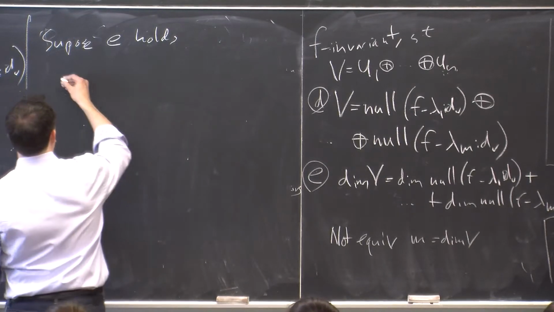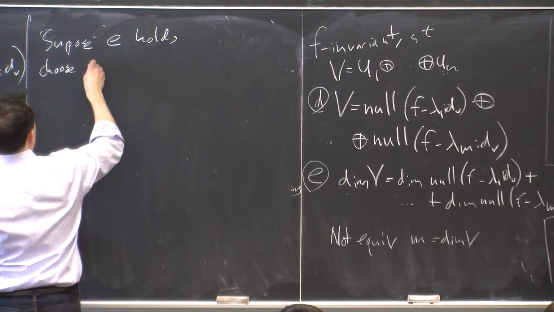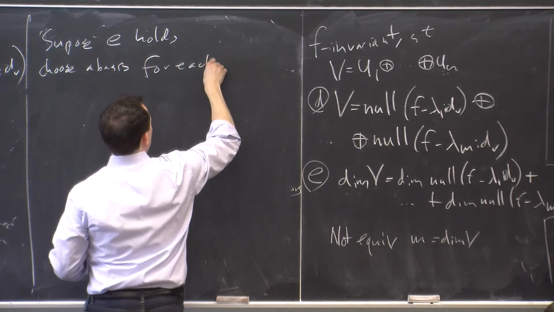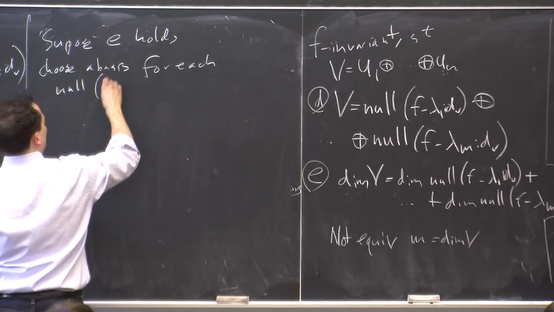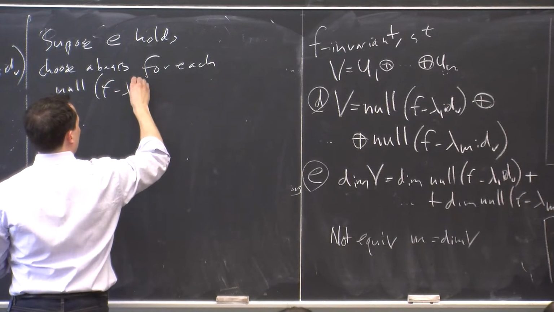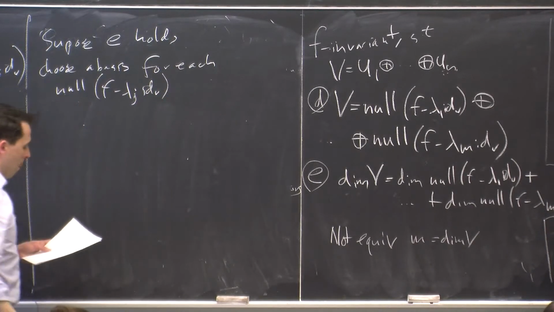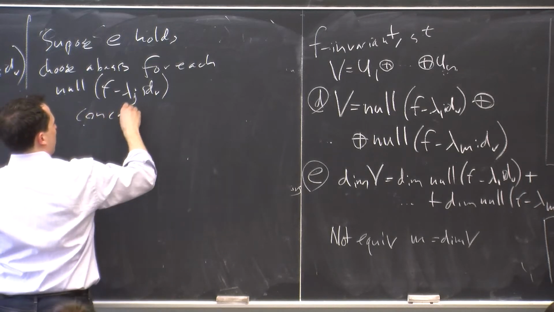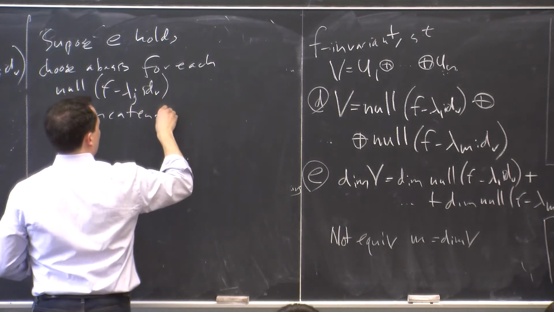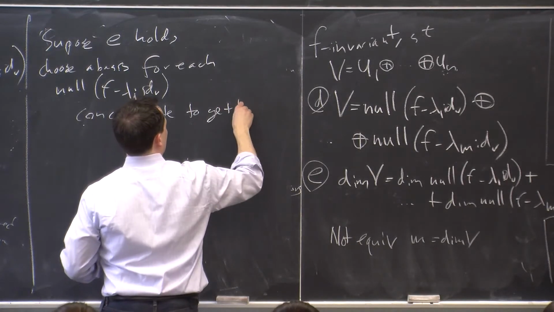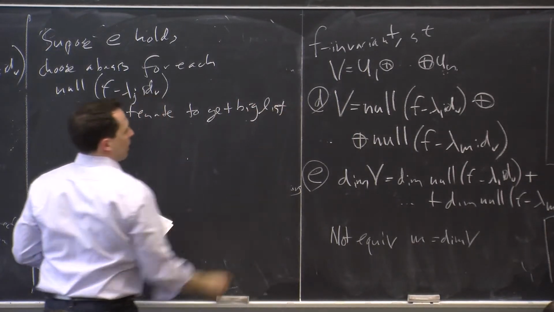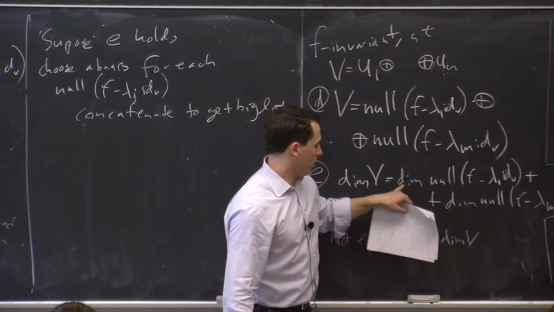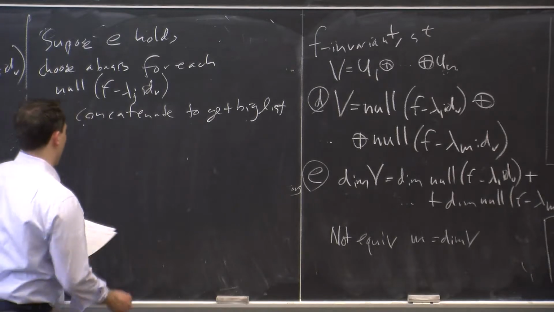And choose a basis for each null space, for each eigenspace, null of f minus lambda j I v. And then just concatenate those together to form a big list, a big list of vectors. That list of vectors, because the dimension sum works out, will have to be length n.